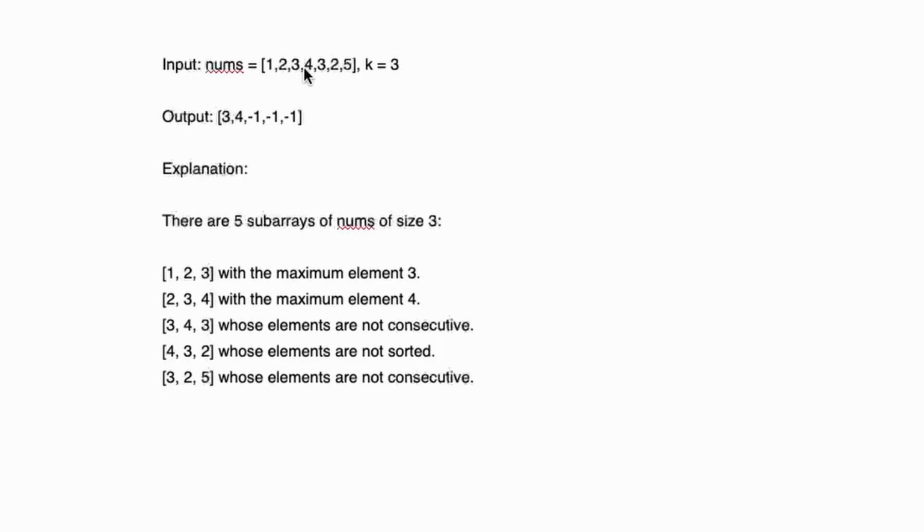So then we get to index 2. We see that we have 3, 4, 3. So this is kind of consecutive. We have 3 consecutive to 4, consecutive to 3, but it's not in ascending order. We want it to be like 1, 2, 3, strictly increasing. So for that reason, we put -1 in that spot.